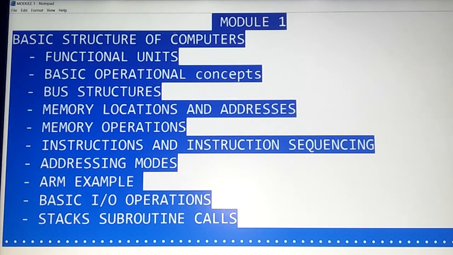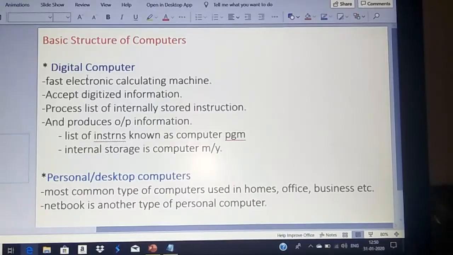Module 1 for Computer Organization and Architecture consists of several sections. First one, basic structure of computers, that includes functional units, basic operational concepts, bus structures, memory locations and addresses, memory operations, instructions and instruction sequencing, addressing modes, ARM example, basic input-output operation, and stack subroutine calls.